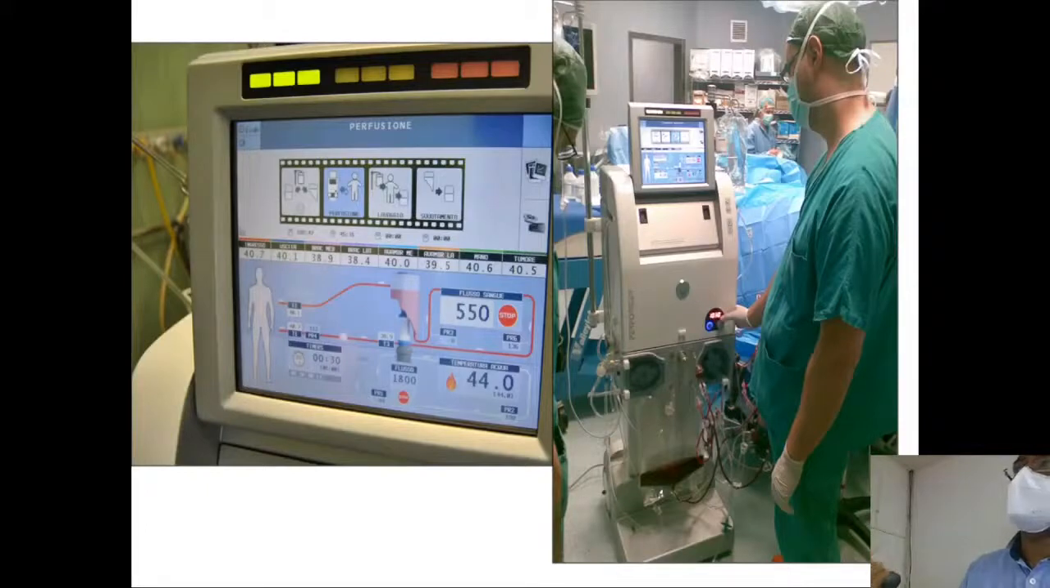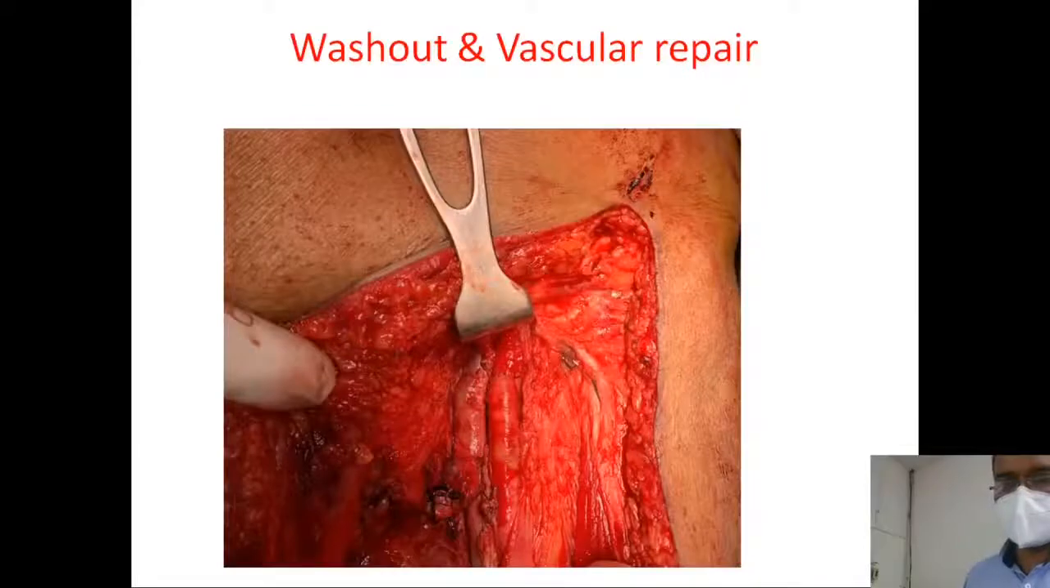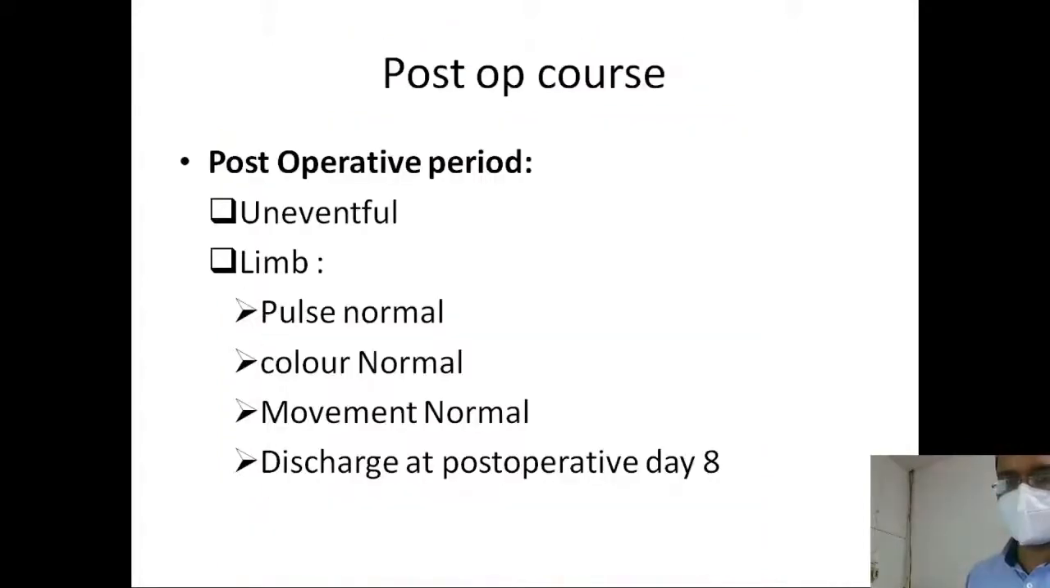So this is the user-friendly monitor. We can see here the temperature of the limb. This is showing the timings. This is showing the flow rate, and this is the pressure of the limb. So we can manage all these parameters from this monitor. And the perfusionist can also do these kinds of settings through this monitor. And this is the intraoperative picture. This is the closure of the artery and closure of the vein.